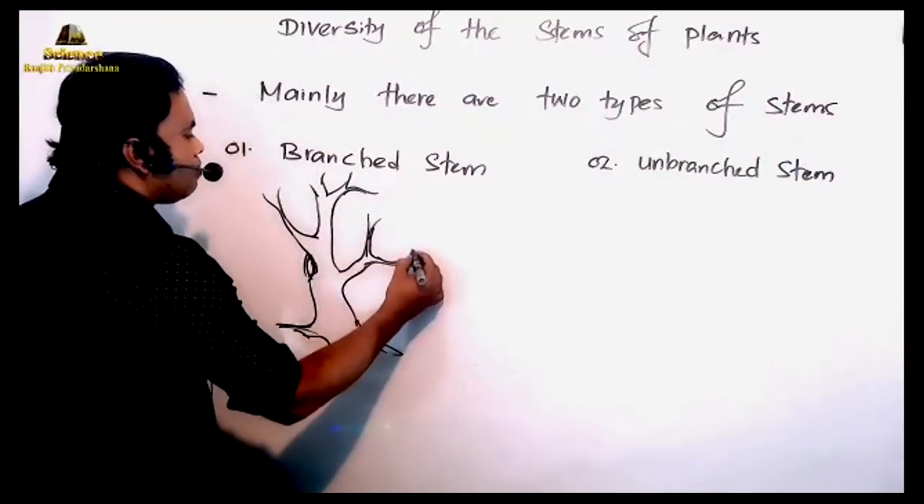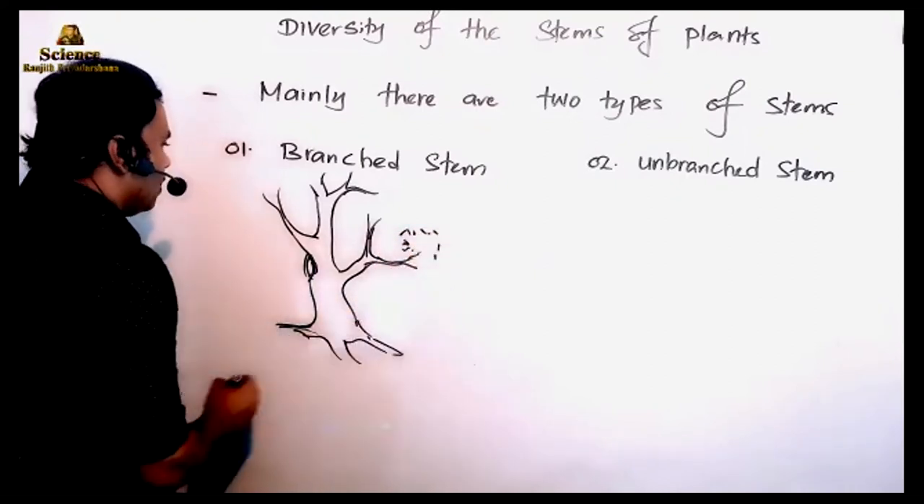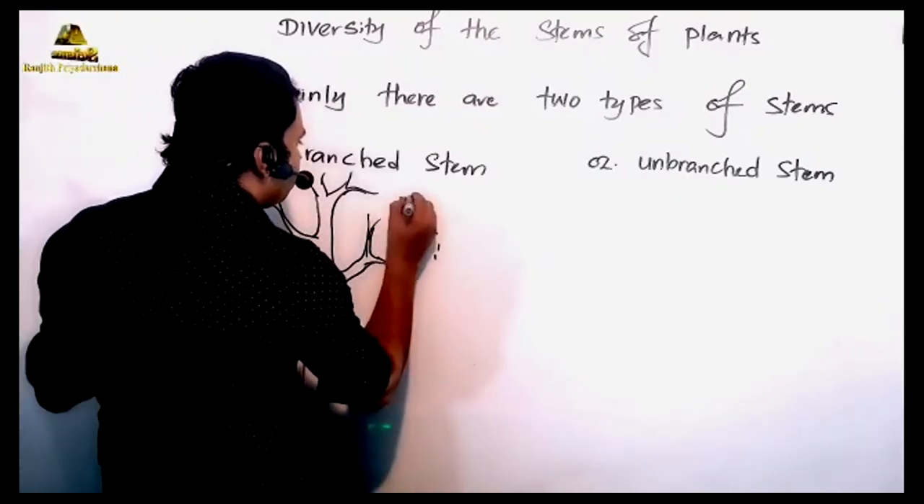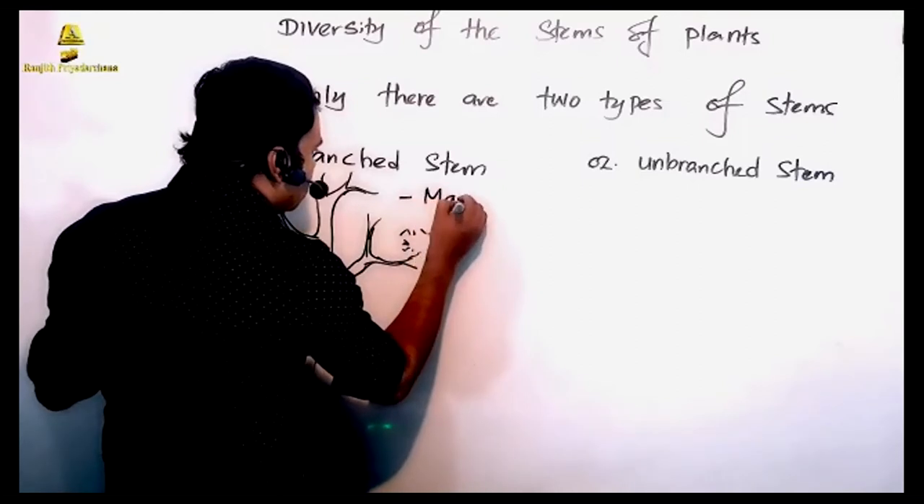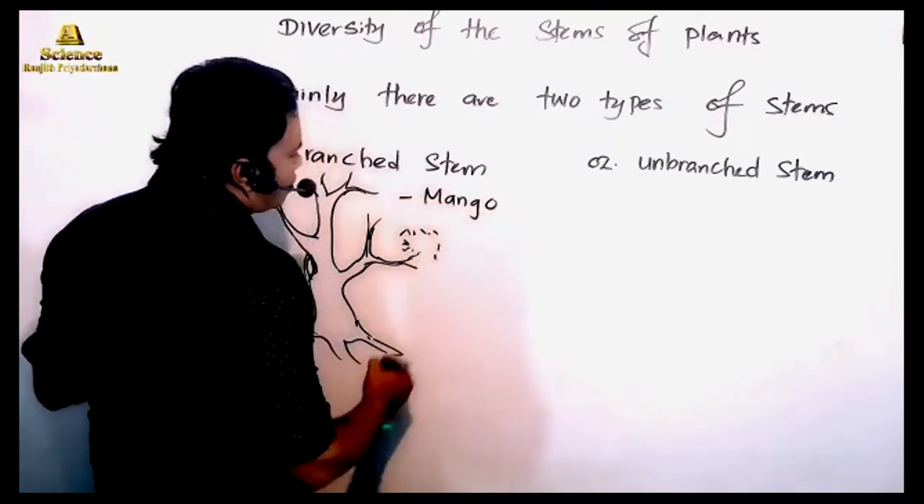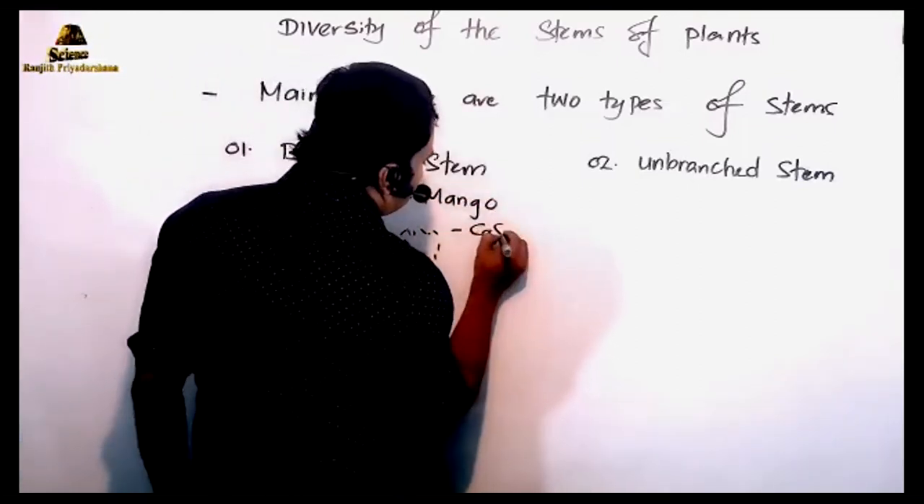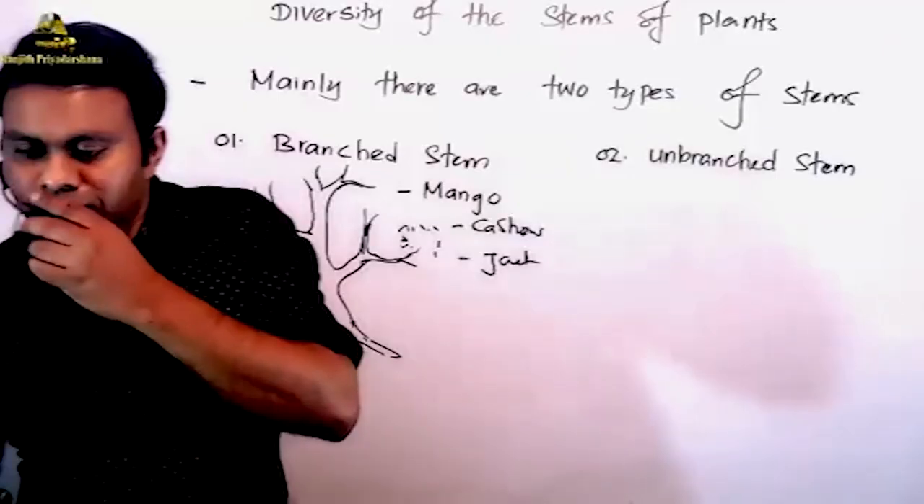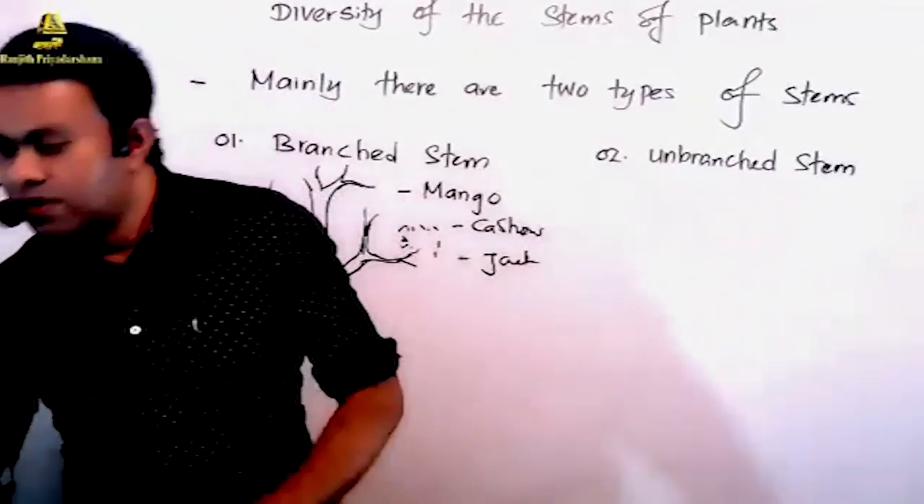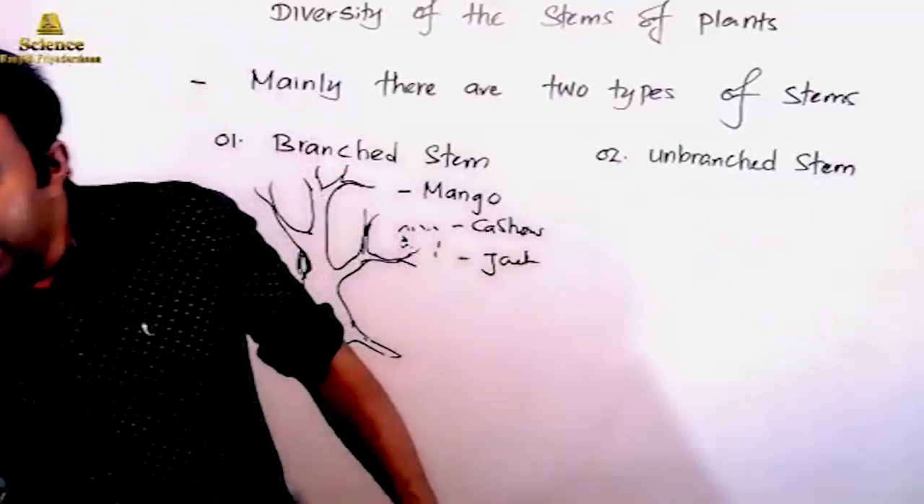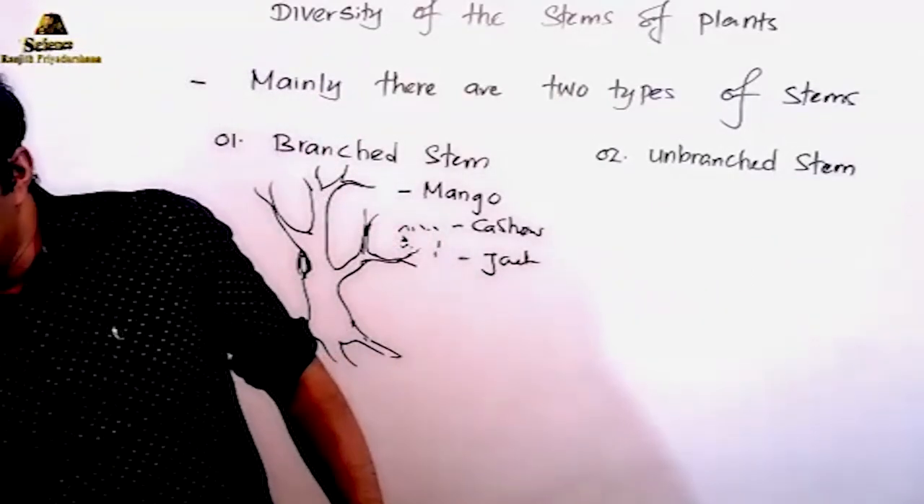What are the examples for these branched stems? Let's say a few. Yes, mango, cashew. Okay, I think all of you can hear me.